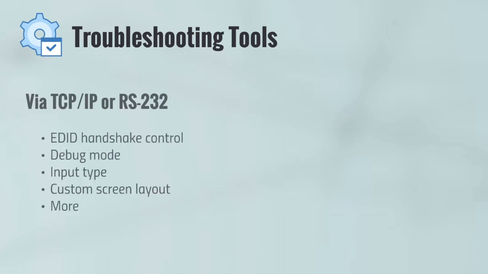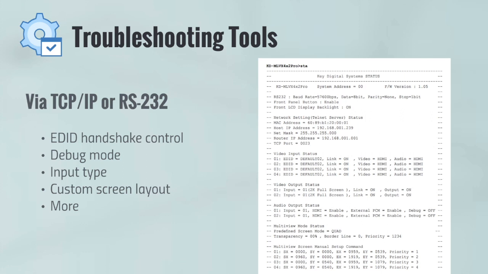And connecting to MLV4x2Pro via TCP/IP or RS-232 allows you to adjust the EDID handshake, activate debug mode for your outputs, choose your input type. You can also send commands to build custom screen layouts through ASCII strings if you'd like, and more. We'll cover all of this in IAVC Level 2.